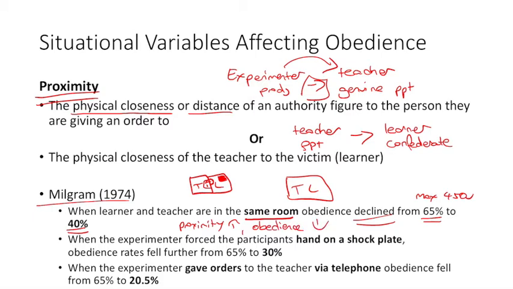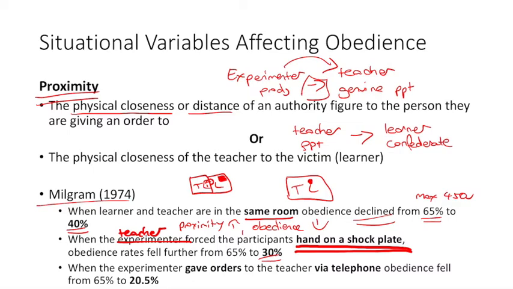In another variation, the proximity increases even further. This time, not only are teacher and learner in the same room, but it's the teacher who has to force the participant's hand on a shock plate. So here, rather than the teacher being in a different room to the learner, as we saw in the original, the teacher and learner are in the same room, and the teacher is placing the learner's hand on the shock plate. And so they're even closer to the person that they're inflicting pain on. And here again, not surprisingly, we see obedience rates drop even further, from 65% in the original to 30% here.